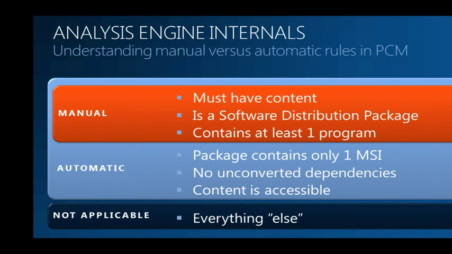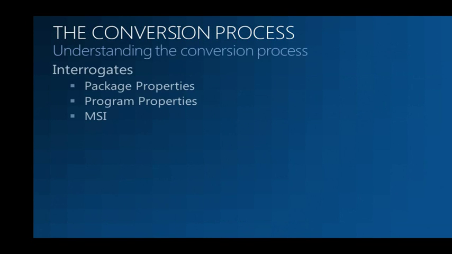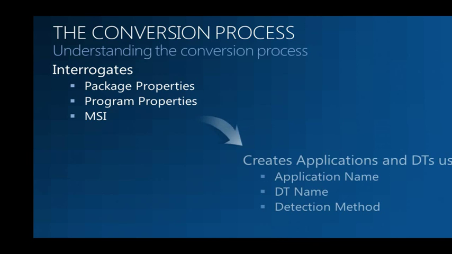Everything else, not applicable. All right, so the conversion process. First thing we do is interrogate the package. We look for program properties. We interrogate the MSI for the product code and detection methods. And then we create applications, and the application is basically the metadata folder for it, if you will. And then we create the DTs, which is the application name, the DT name, and the detection method.